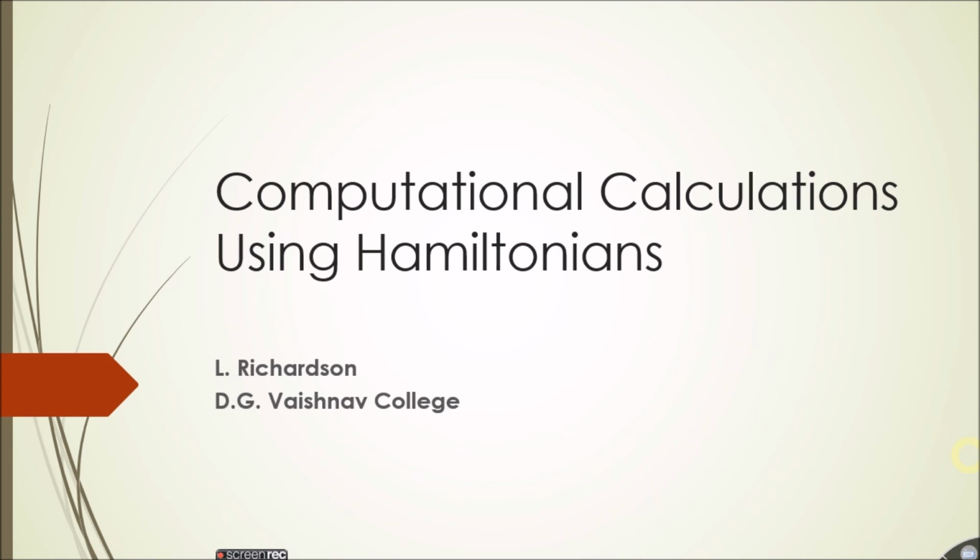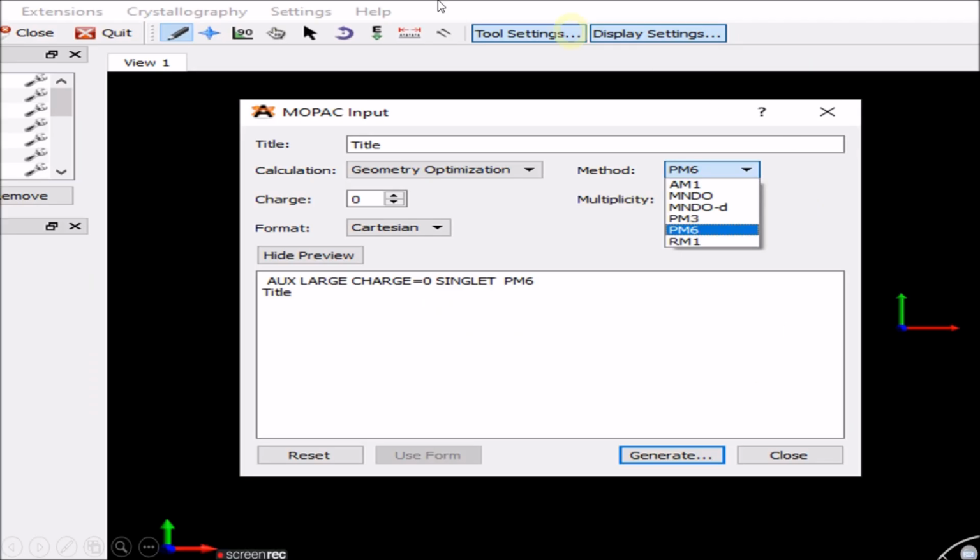Today in this video we will discuss how to do computational calculations using Hamiltonians. Let me show you a screen from the Avogadro software. This is the Avogadro window where, after drawing the molecule, if you want to attempt a MOPAC calculation, you go to Extensions and then click MOPAC, and you get a MOPAC input window like this.